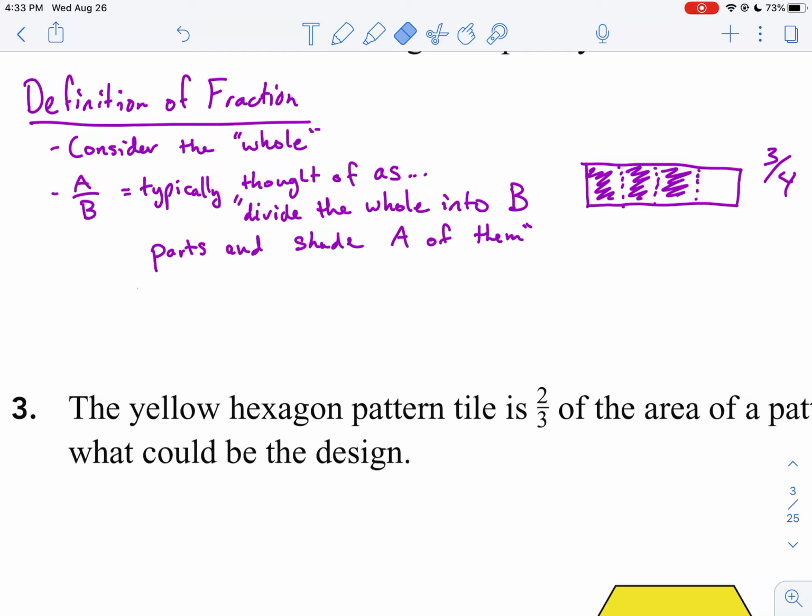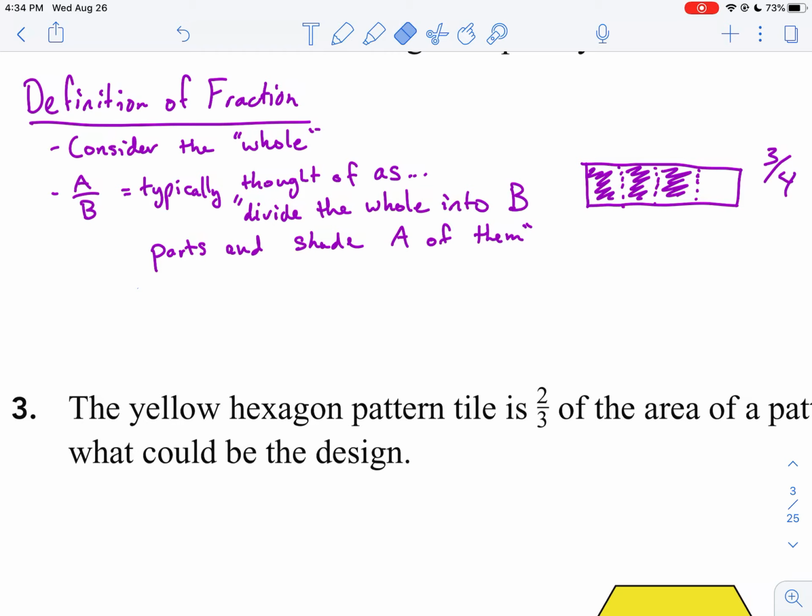We kind of concluded class by talking about the definition of a fraction, and we talked about how it's important to consider the whole. What is the whole unit? And then we said, how do you think of a fraction? I think somebody said, if we have a fraction, it typically just means that we take the whole, we cut it into B parts, and we shade A of them. So if we have 3/4, the bottom number tells me we should cut this into 4 parts, and then we shade 3 of them, 3/4, right?